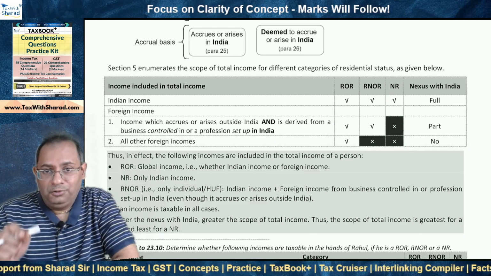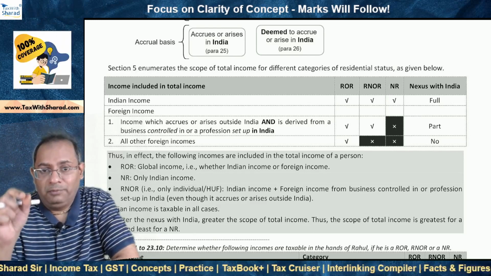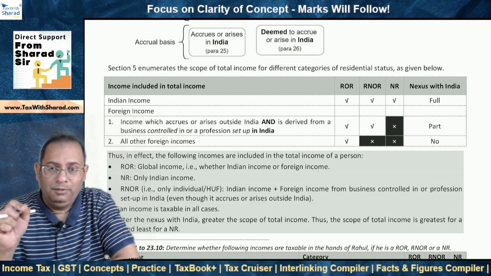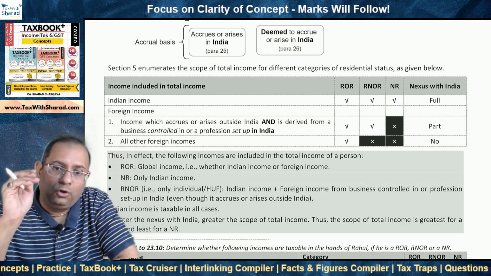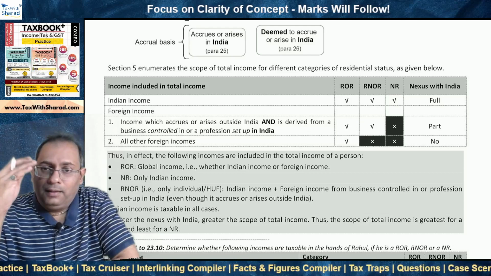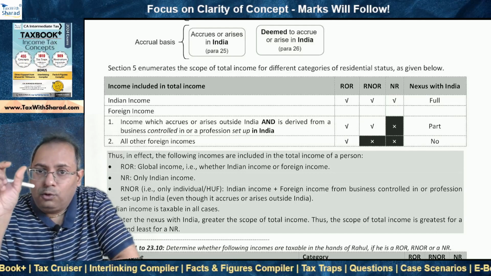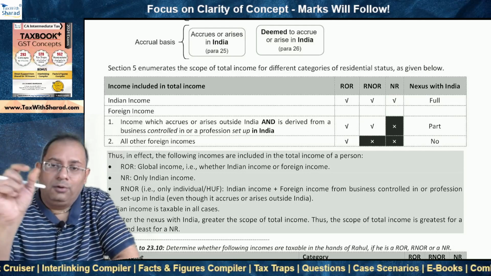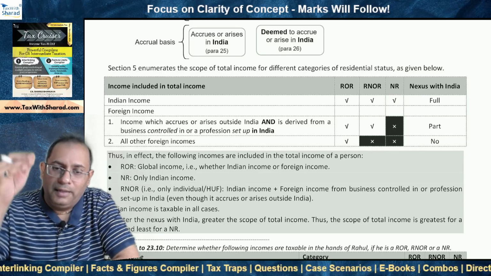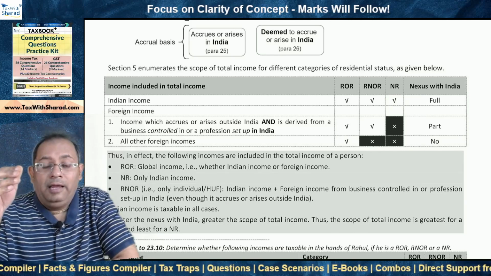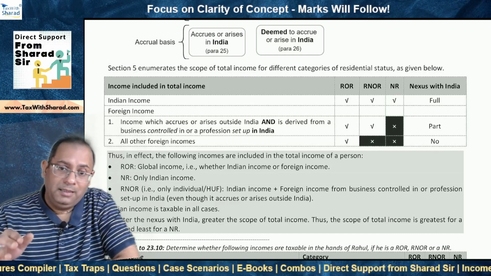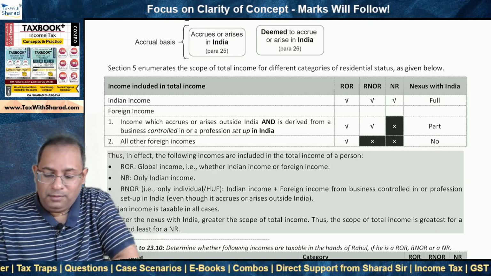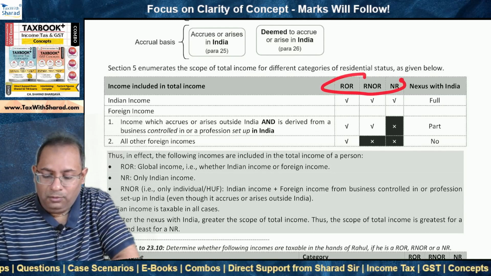So everything is linked. So you start with the residential status and then you compute the total income and then you compute the tax liability on the total income. So you understand why residential status is so important. So basically the scope of total income or the total income and consequently the tax liability will be the greatest if the nexus with India is the greatest, and it will be least if the nexus with India is least. And for that, we categorize the residential status as ROR, RNOR, or NR.